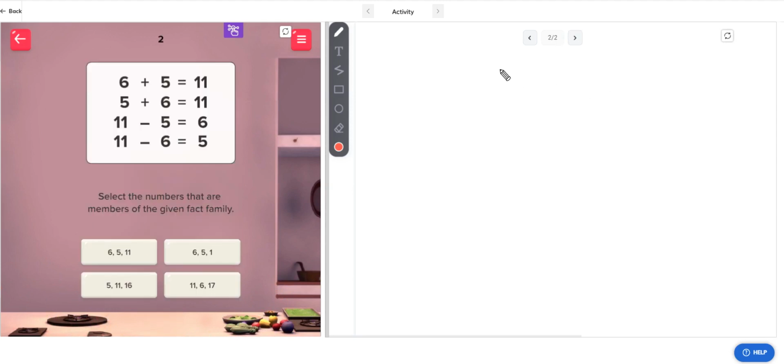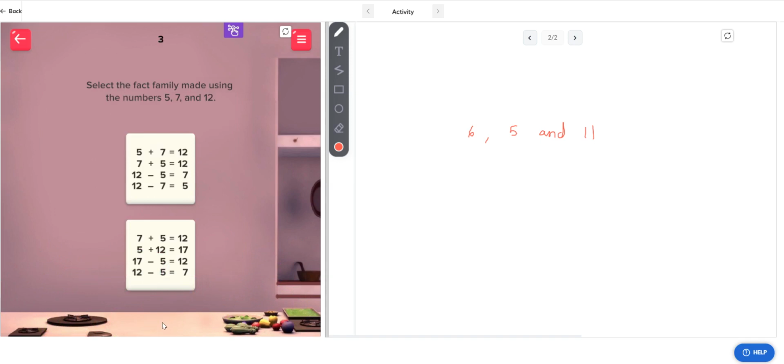In the next question, it says select the numbers that are the members of the given fact family. Now there are three numbers that are repeating continuously, right? Which numbers are given here? 6, 5 and 11, right? So which numbers are members of the given fact family? 6, 5 and 11. This was a super simple question, right? Let's move to the next one.